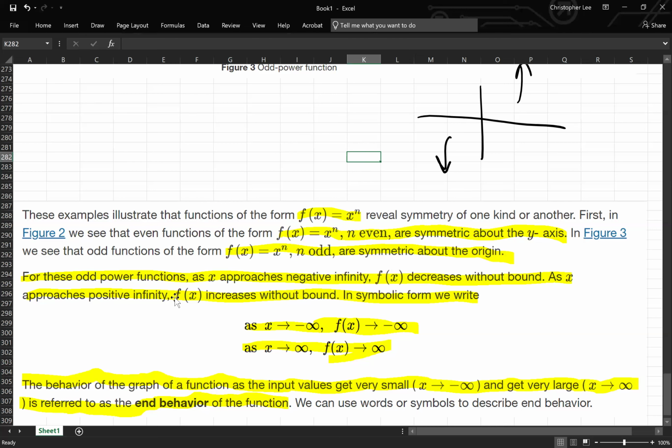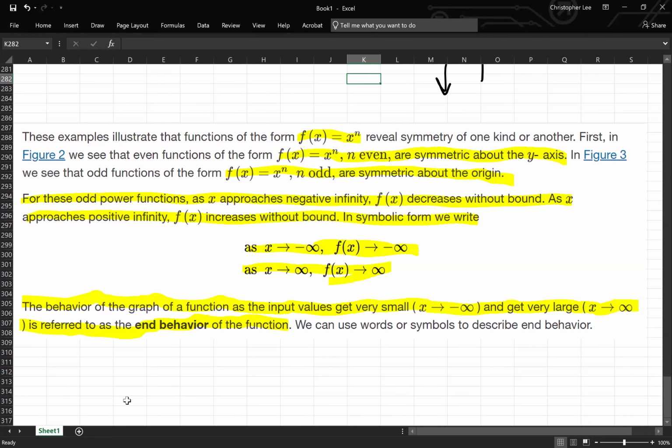So for these odd power functions, as x approaches negative infinity, f of x decreases without bound. As x approaches positive infinity, f of x increases without bound. In symbolic form, we write as x goes to negative infinity, f of x is going to negative infinity. And as x goes to infinity, f of x goes to infinity. The behavior of the graph of a function as the input values get very small, so as x is going to negative infinity, and get very large as x is going to infinity, is referred to as the end behavior of the function. So we can use words or symbols to describe the end behavior.